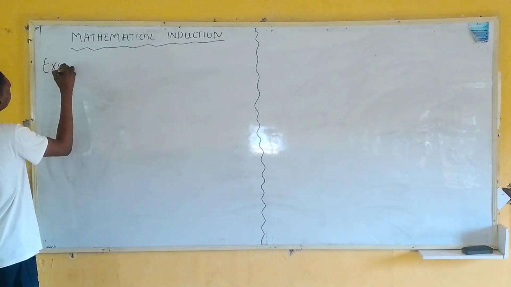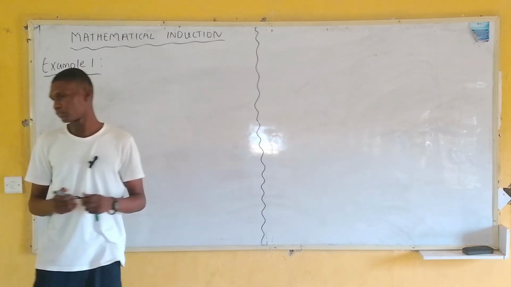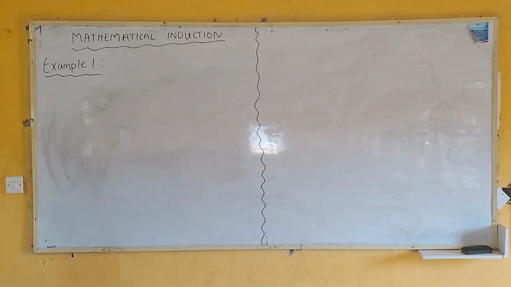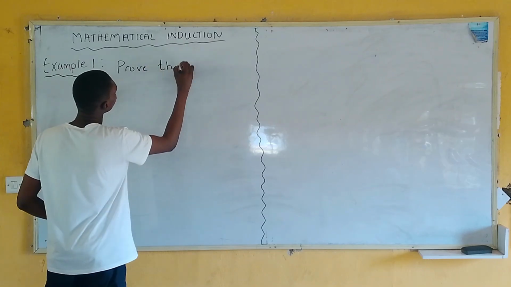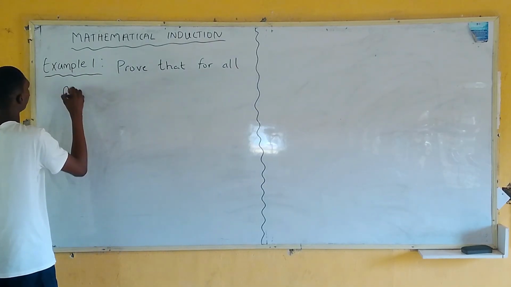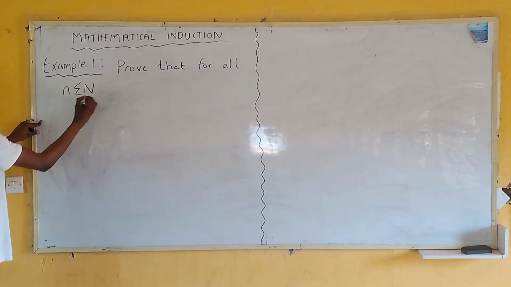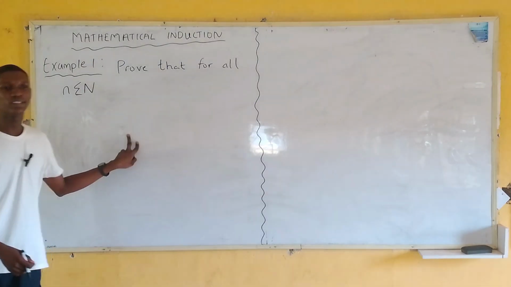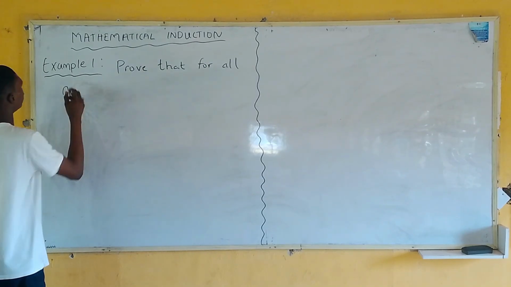So let's take example 1. Example 1. So we have: prove that, for all n. What is this symbol? It's an element, right? So you can just write it like this. It's an element.